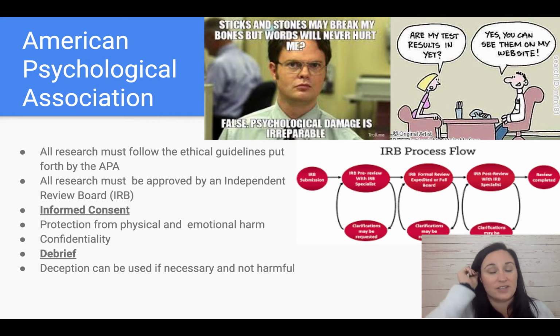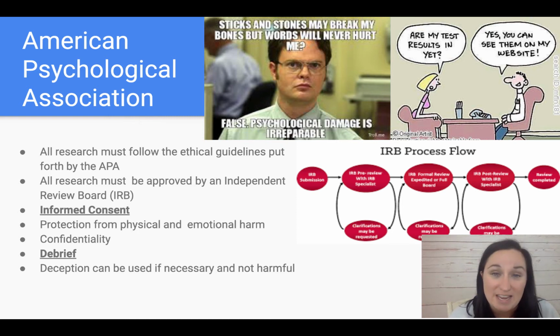How it works is you write up your research study and you submit it to an independent review board. This independent review board looks over everything in your study, how you're going to do it, the procedure, the materials used, everything. And they are making sure that you follow the ethical guidelines. The key ethical guidelines that you need to know are, number 1, informed consent.